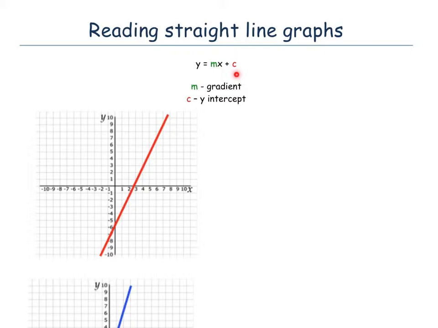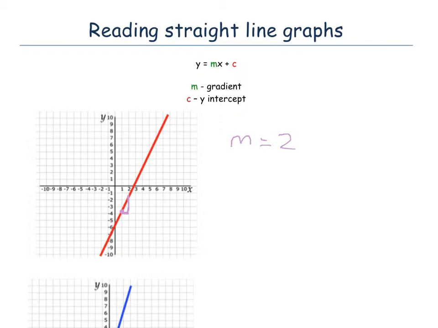The gradient is found by looking at, for every square across, how many do you go up? So what we need to do is find a point where our line crosses one of the proper coordinates. We go across one square and then up to where it meets the line again. If we count, that is 2 squares. So that means this has got a gradient of 2. So m is 2.